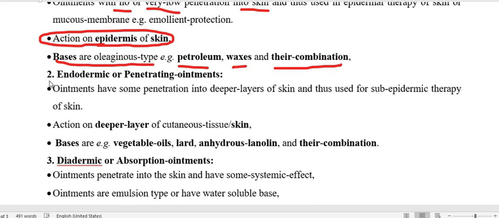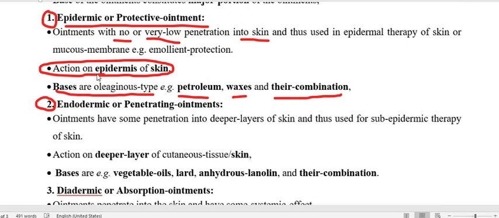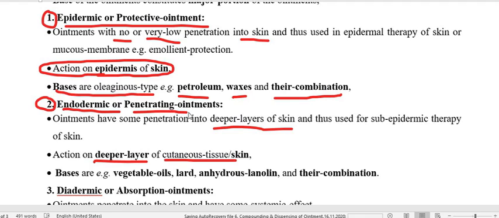The second ointment has more penetrating power than the epidermic one, and it is going to penetrate the deeper layer of the skin, or the cutaneous tissue, up to the endodermis of the skin. Because the drug is penetrating the deeper layer of the skin, it is also called penetrating ointment, on the basis of the penetration of the ointment into the endodermis or deeper layer of the cutaneous tissue.